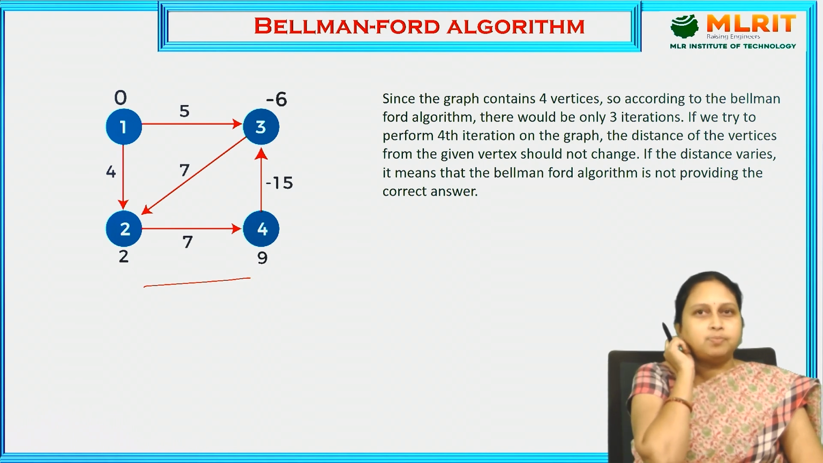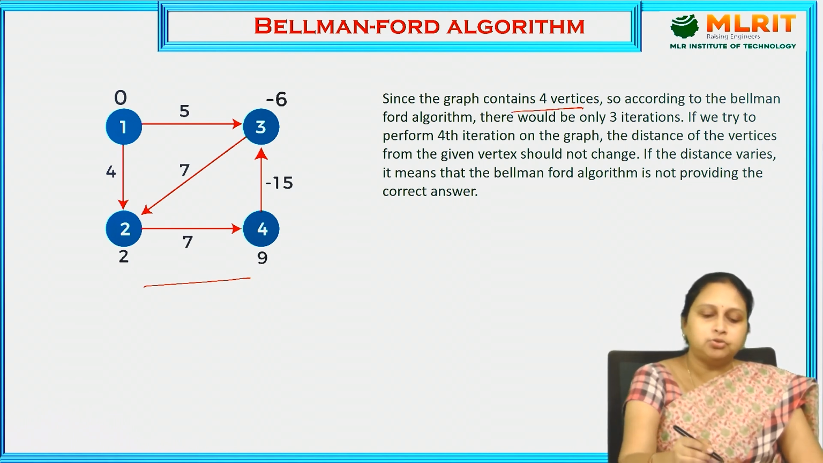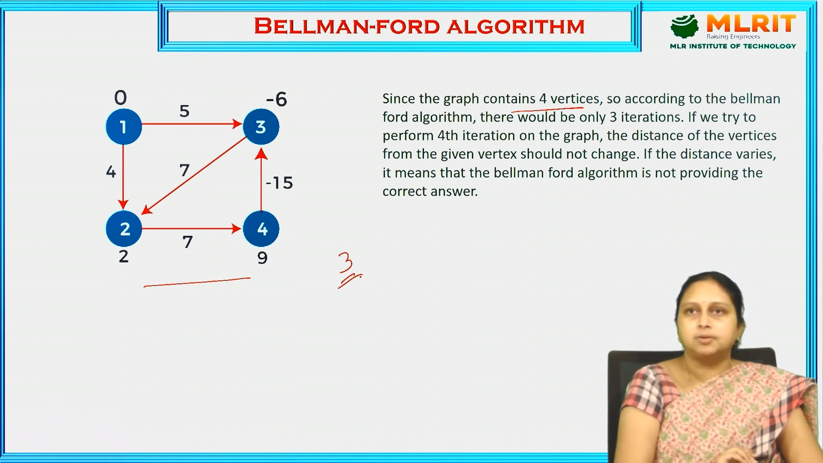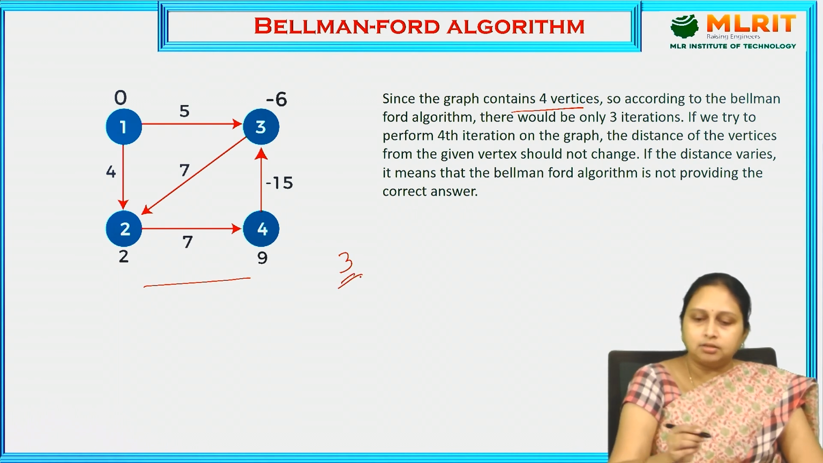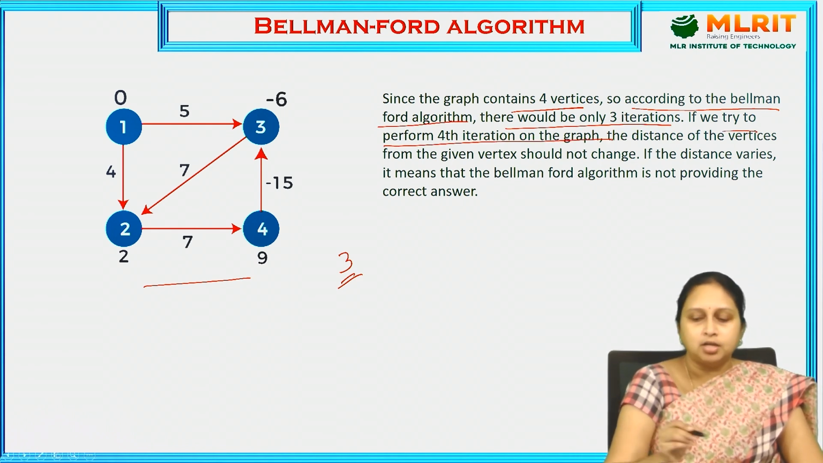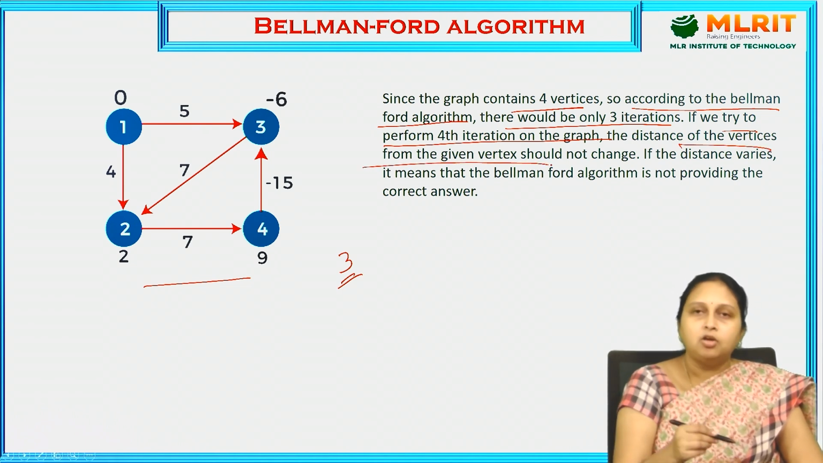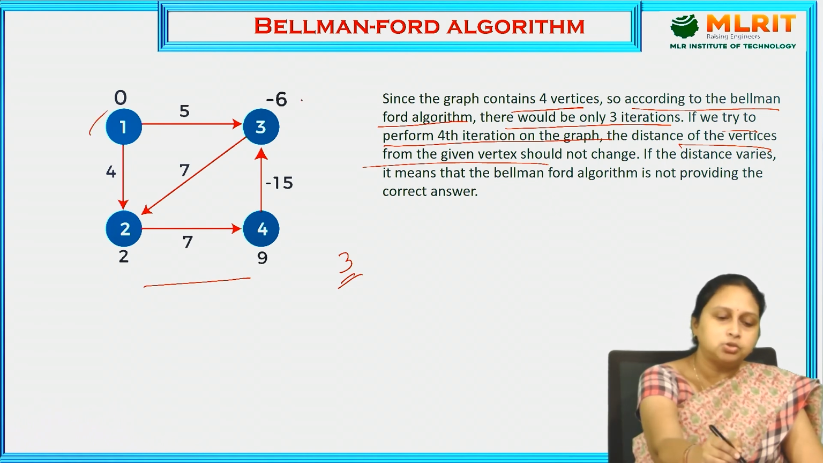Now, if you observe, since the graph has 4 vertices, how many iterations do we need to do? We need to do only 3 iterations. According to the Bellman-Ford algorithm, there would be only 3 iterations. If you try to perform a 4th iteration on the graph, the distances of the vertices from the source vertex should not change. If I perform one more iteration, the values of these vertices should not change.